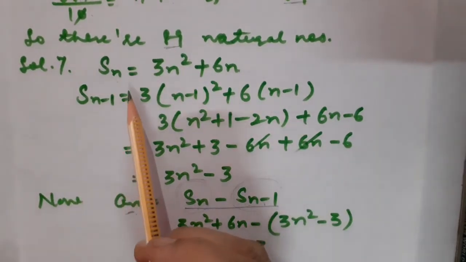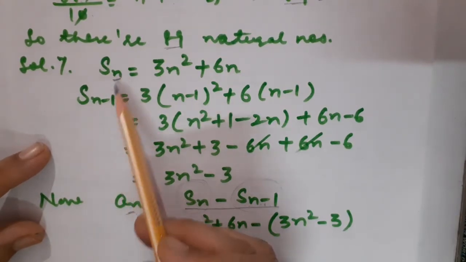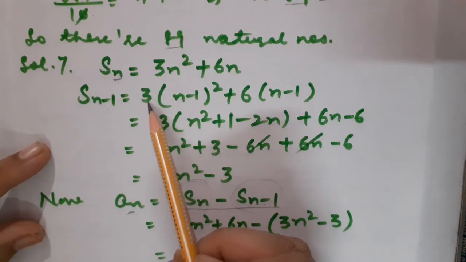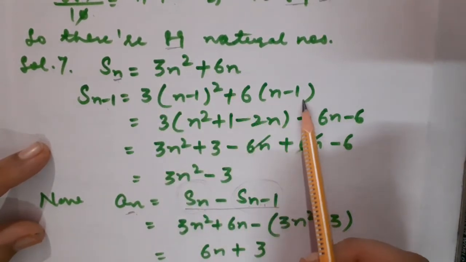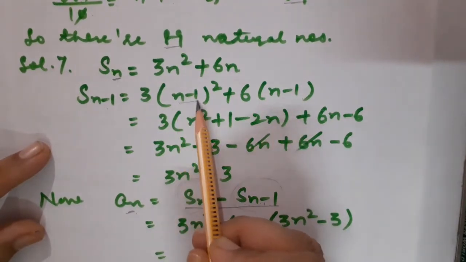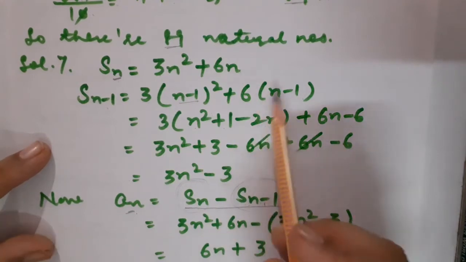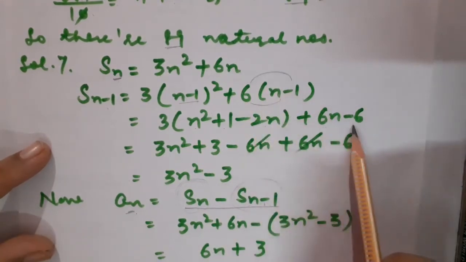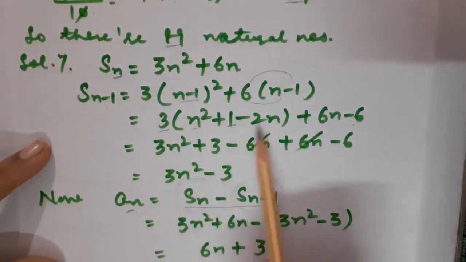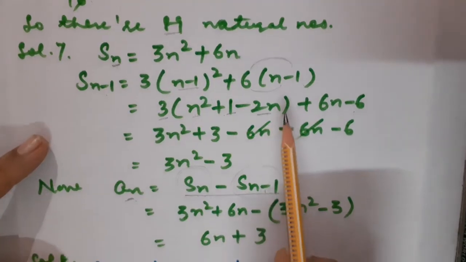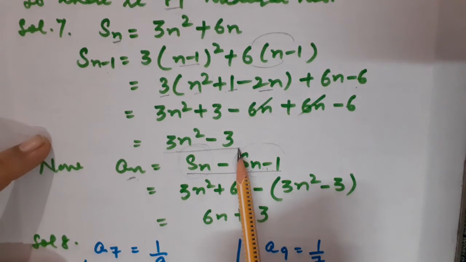So what is to be done, children? Wherever I find n in Sn, just replace it by n minus 1. It would become 3 into (n minus 1) whole square plus 6 into (n minus 1). This is (a minus b) whole square. It would become n square plus 1 minus 2n inside the bracket. Take 6 inside the bracket, so it will become plus 6n minus 6. Now 3 will be multiplied by each and every term written in the bracket. Correct? So after simplifying, I have got 3n square minus 3.